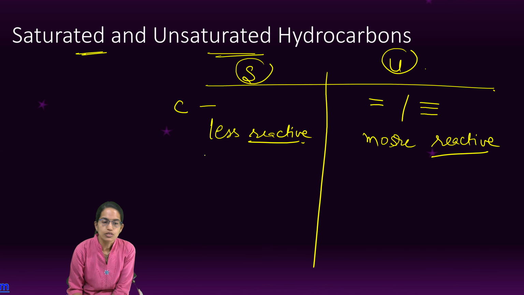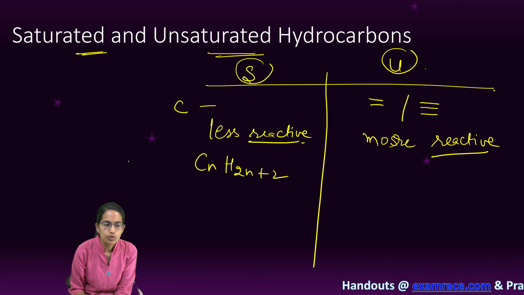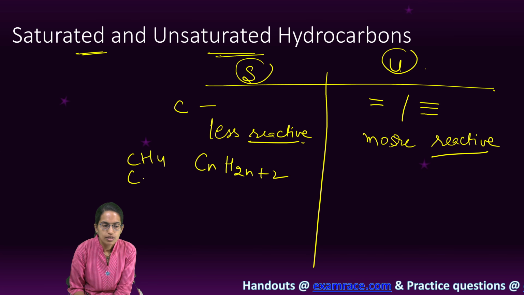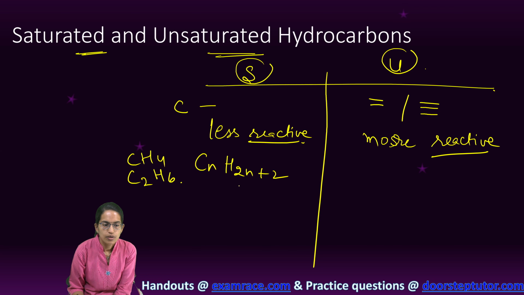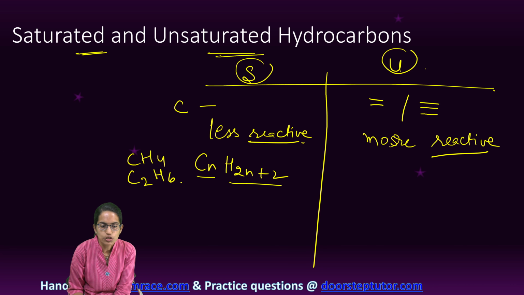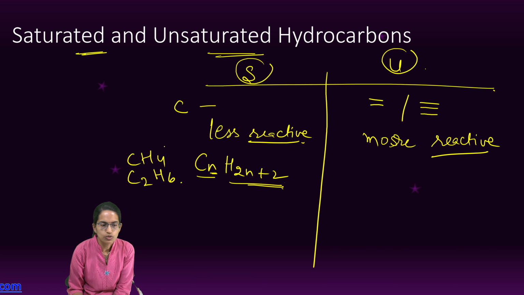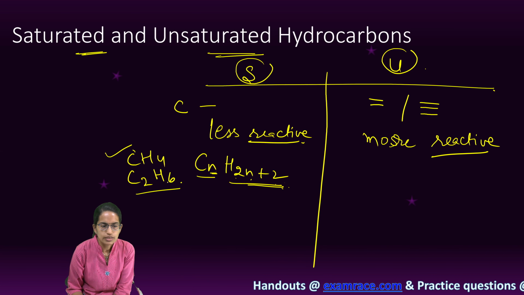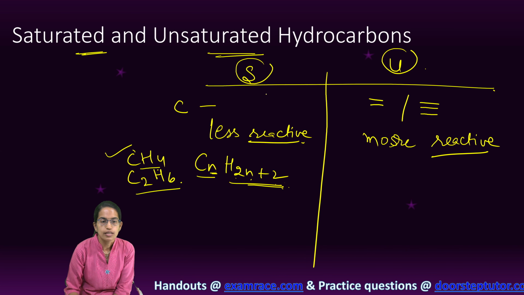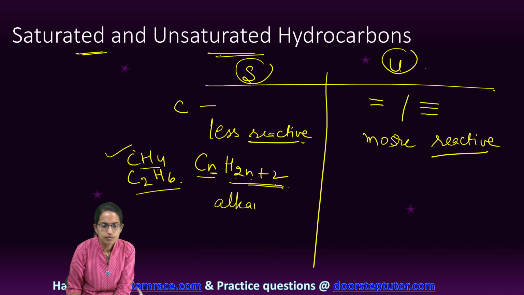A good example of a saturated hydrocarbon would be alkane. So you have methane, ethane. We call it CnH2n+2. That means if the number of carbon atoms is 1, this would be 2 into 1 plus 2, which is CH4. If it is 2, then it would be 2 into 2 plus 2, which is 6. So C2H6 or CH4 could be written for alkane.